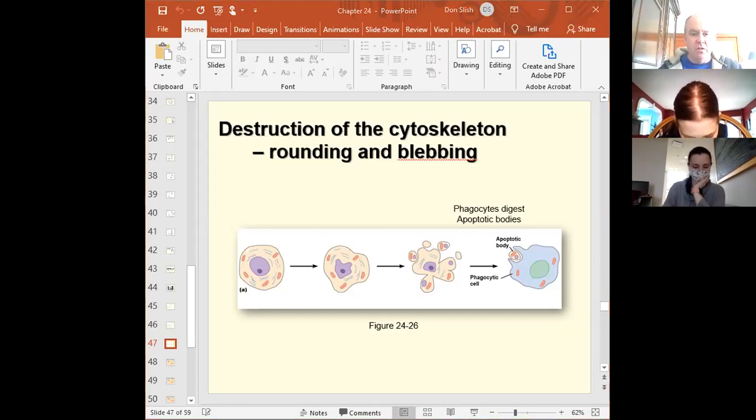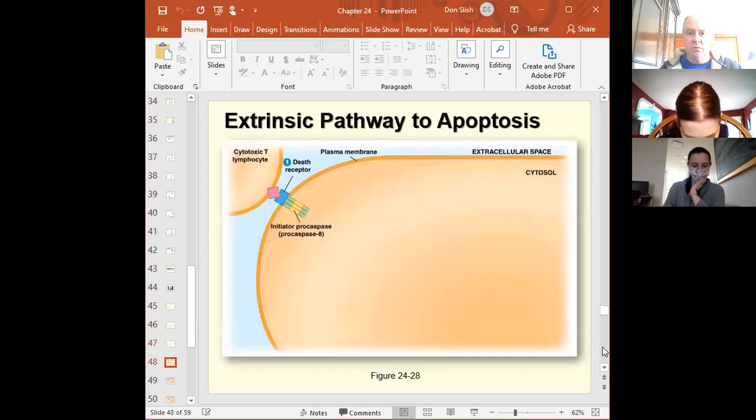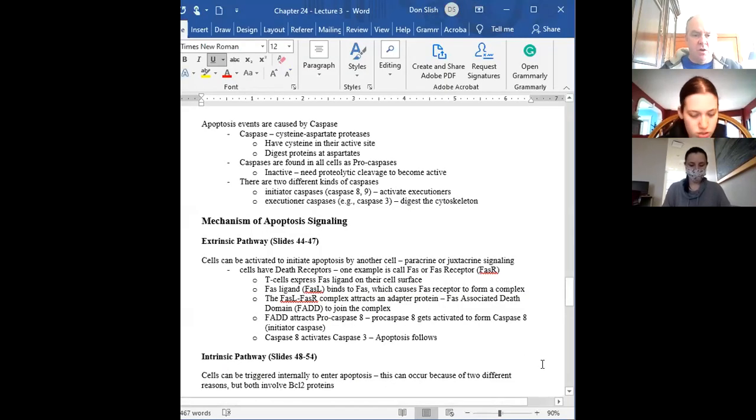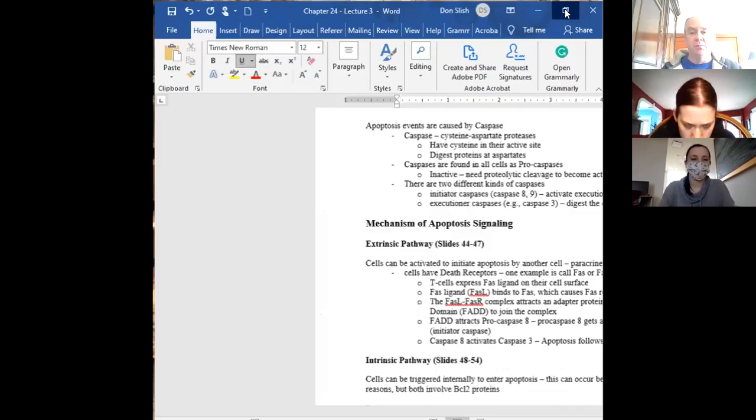Okay, so that's all well and good, but let's see how this actually happens, shall we? Okay, so my figures kind of stink at this point. Let me go to the notes and then we'll come back to the figures. So the notes are kind of setting up how this process works, the proteins involved in this process.